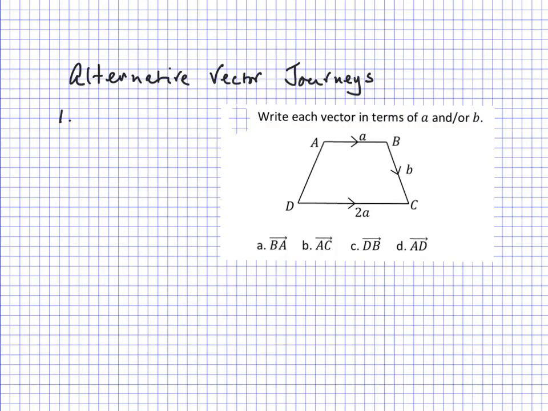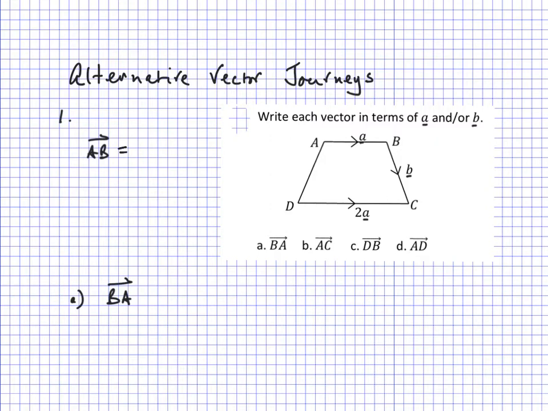Alternative vector journeys. Write each vector in terms of a and or b. Now these really should be a underline or b underline. We'll not worry too much about that. So the first thing then is the vector BA. Now we've got a slight problem because we look at the diagram. We know that the vector AB, arrow pointing from A to B, you can see that in the diagram, the arrow points from A to B. So when we write down the vector AB, the arrow points from A to B.